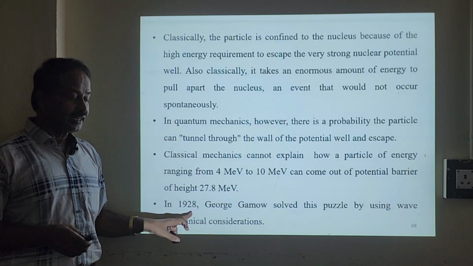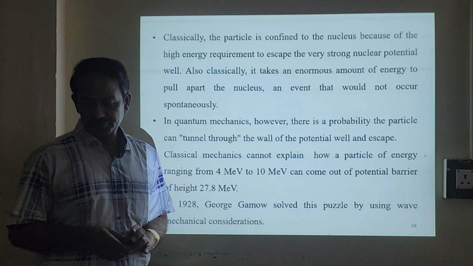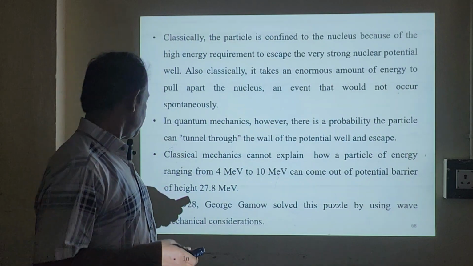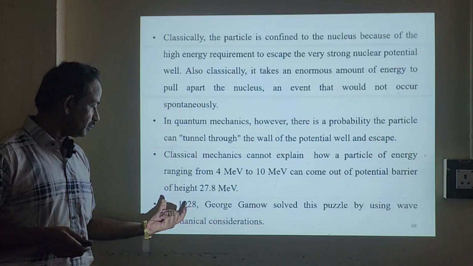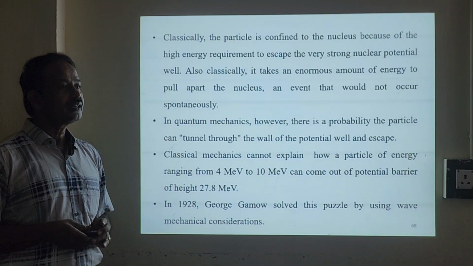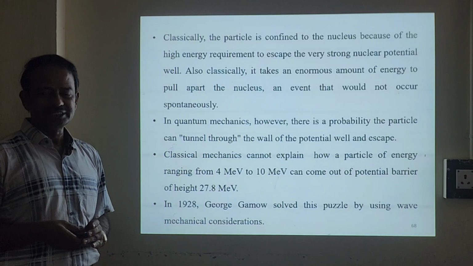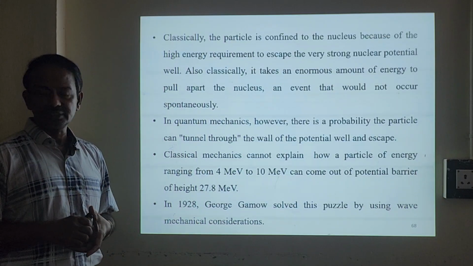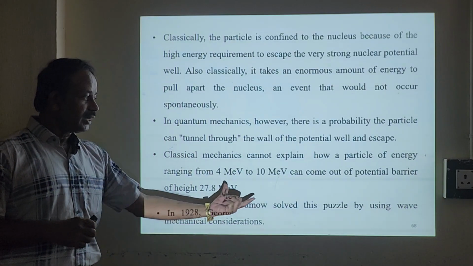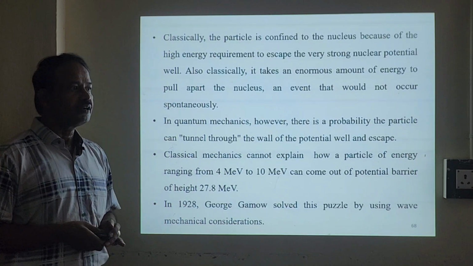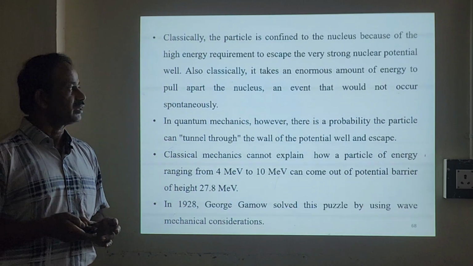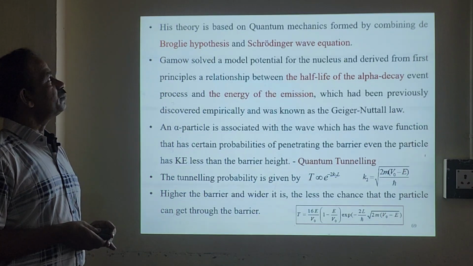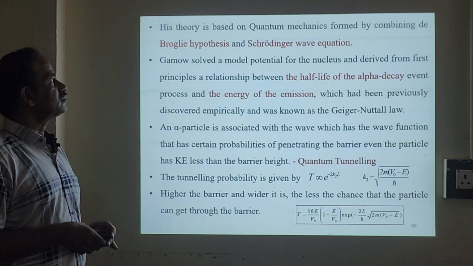So in 1928, George Gamow solved this puzzle by using wave mechanical considerations. Immediately after the discovery of the Schrodinger equation, he used the Schrodinger equation, the tunneling property and all those things, and he solved this kind of alpha emission from the nucleus. His theory is based on quantum mechanics, formed by combining the de Broglie hypothesis and the Schrodinger equation.